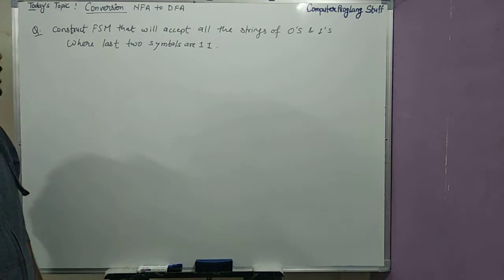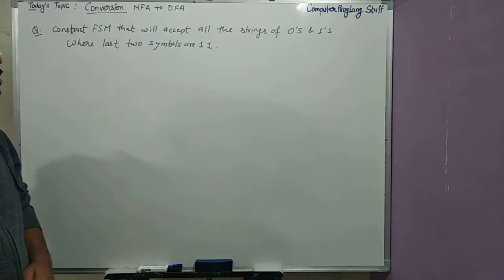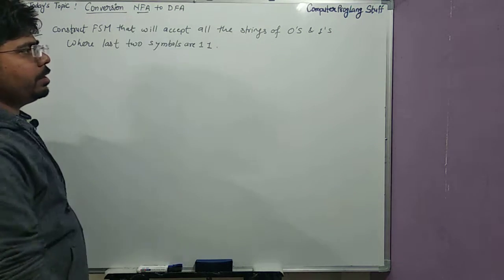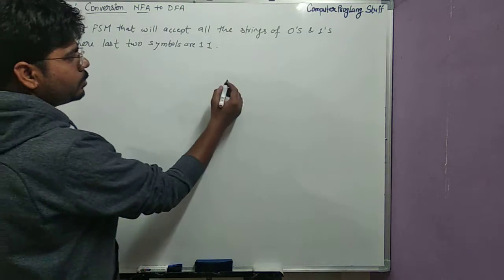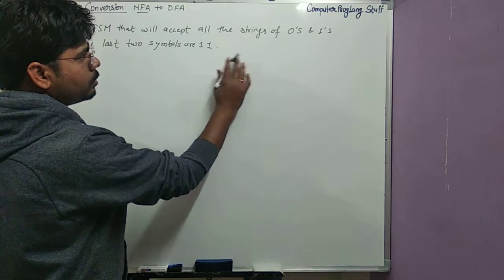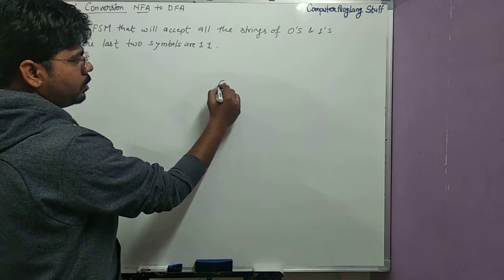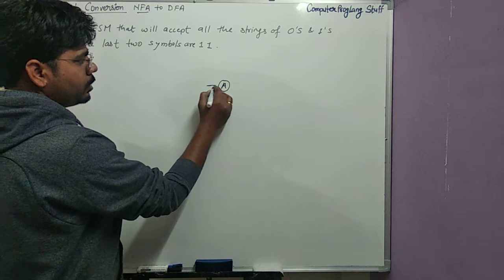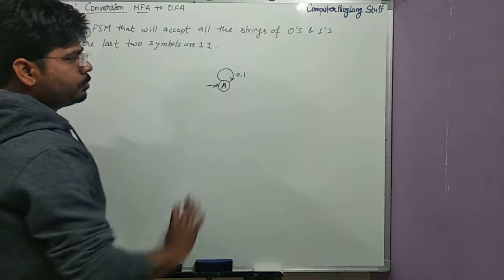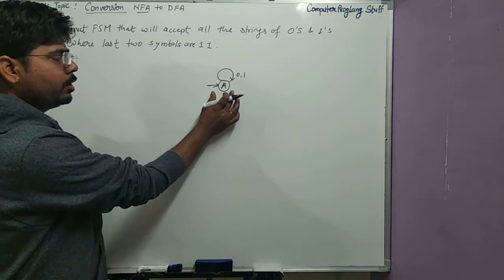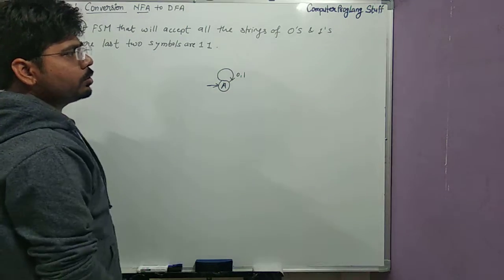Okay. So directly constructing a DFA may be a tedious task. So first we will construct this NFA. For this question, if we want to construct the NFA, we can do it like this. Make one state, that is A, the initial state. It will have a self loop of 0 and 1. Okay, so this will do all the transitions for all the combinations of 0 and 1.